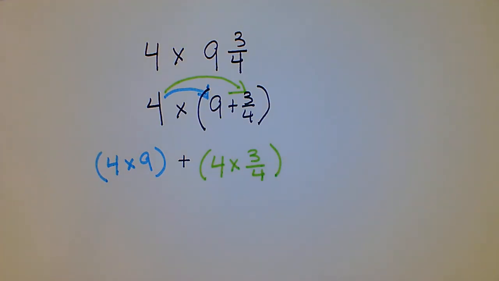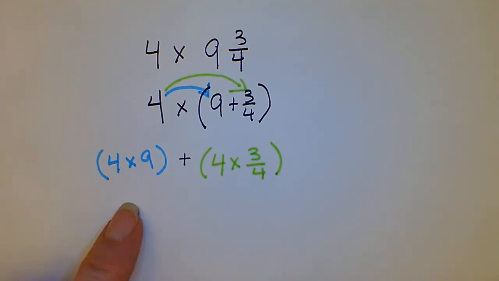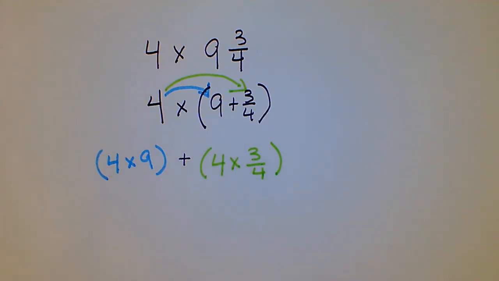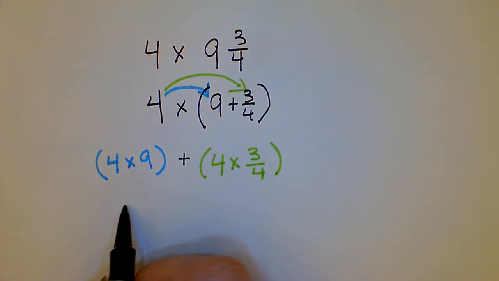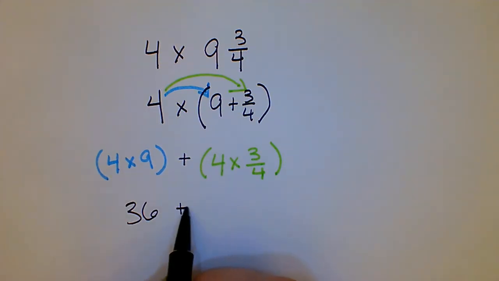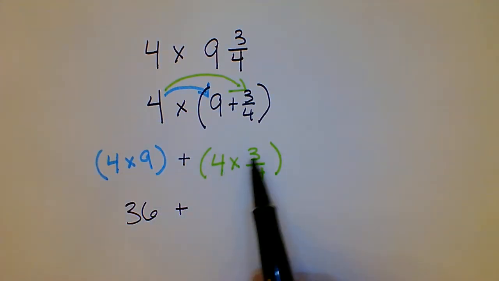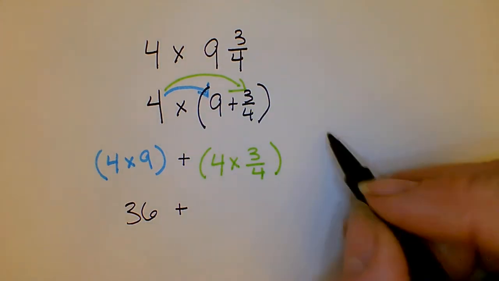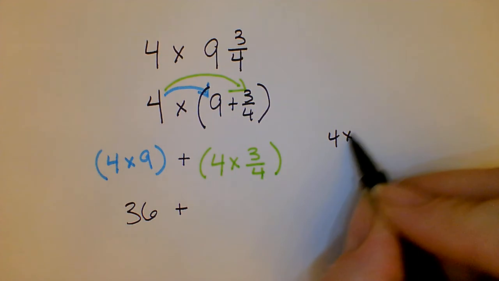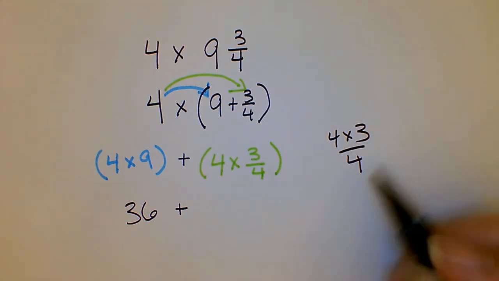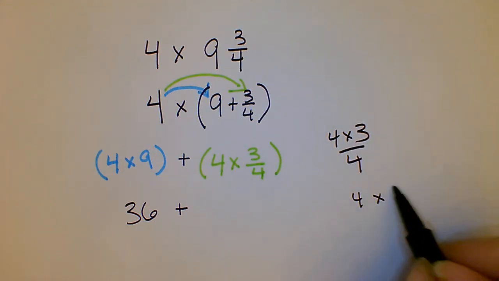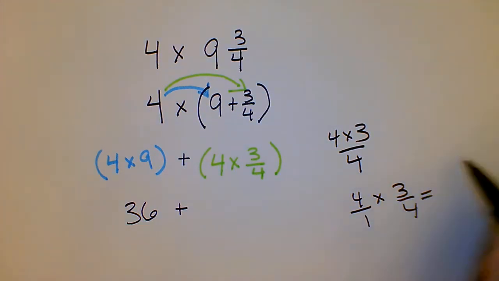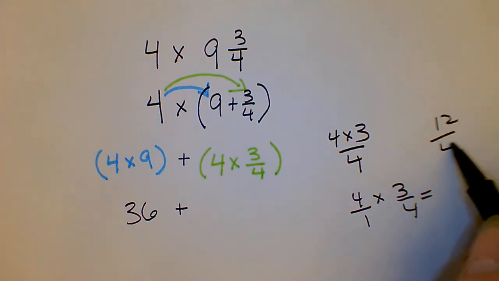And now I can go ahead and add those numbers. So this will give me my whole number right here. 4 times 9 is 36 plus, and then we have 4 times 3/4. So remember we have the two different ways. We could do 4 times 3 over 4, or we could say 4 times 3/4, and this is 4 ones. Either way, we're going to get the same answer. We're going to get 12/4.